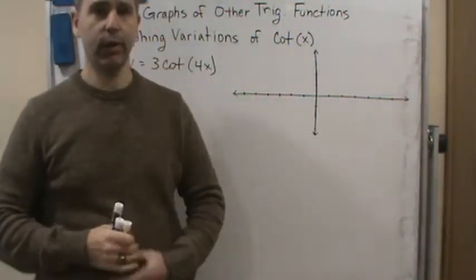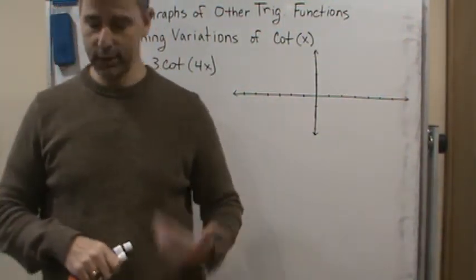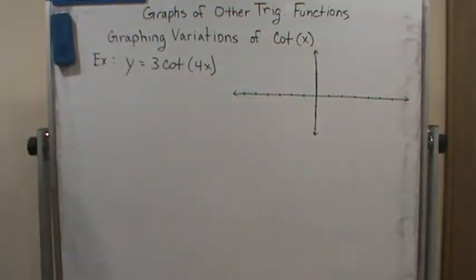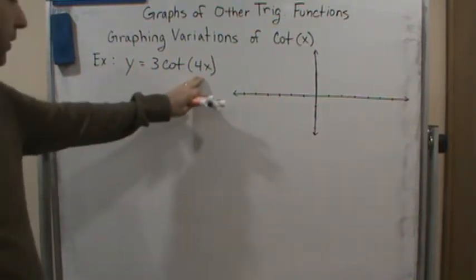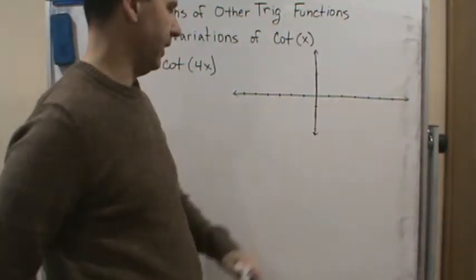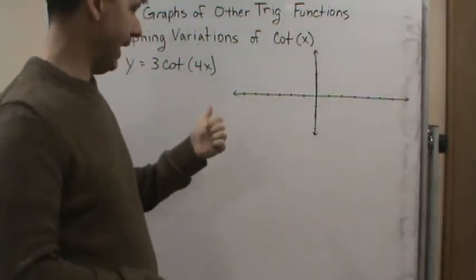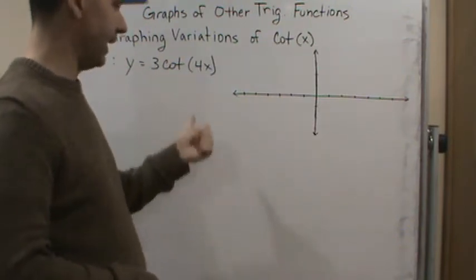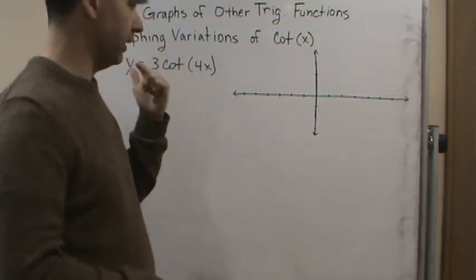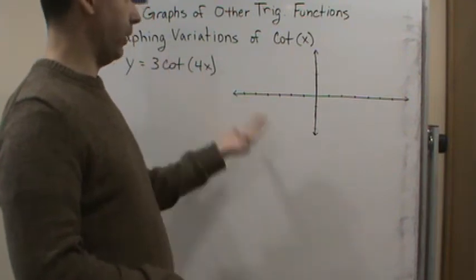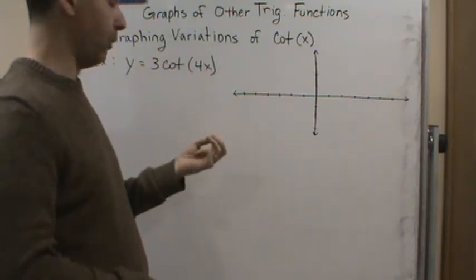Okay, welcome, and now we're going to do an example of graphing a cotangent function. In this case we have y equals 3 cotangent 4x, and now we're going to again highlight the characteristics that are going to help us graph this. For example, I'm going to be looking for what's a, what's b, which is going to give me the period, and where are the asymptotes located. That's really what I want to know.